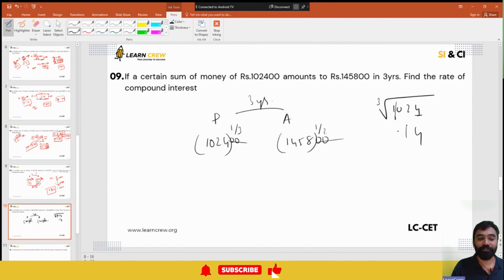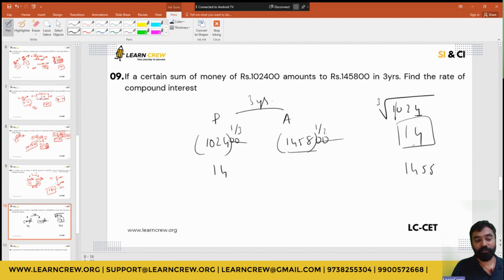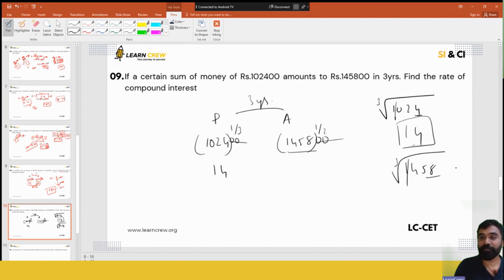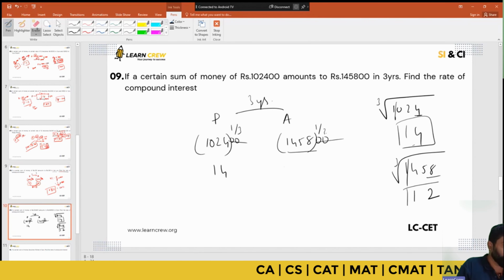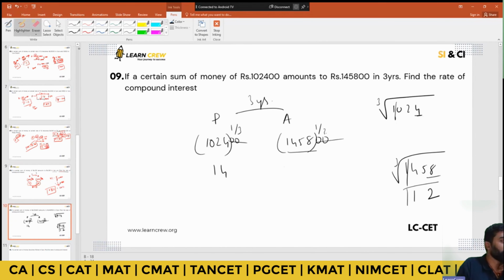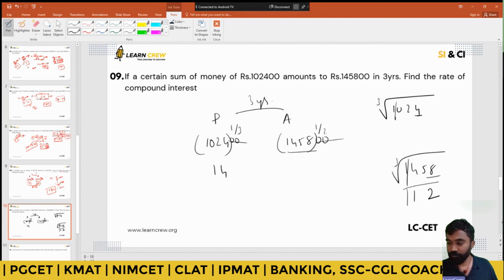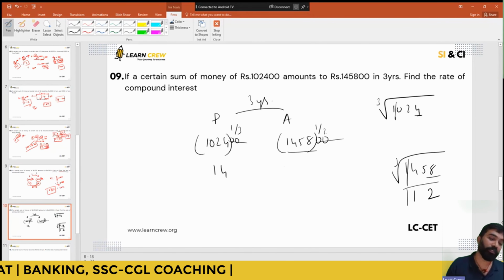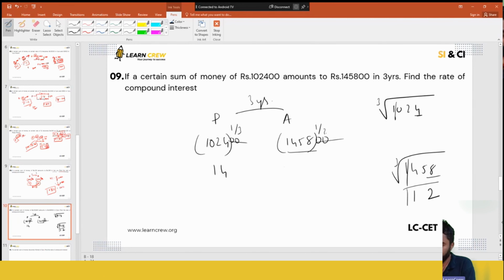Next, the closest is going to be 14. And this is going to be how much? 1,458. Cube root is 8. If it is ending with 8, it can be 2. 14. No, wait. Sorry, some mistake. If it is ending with 4, the options for 1024 are ending with 4. Only 4, no. It cannot come that way, no.